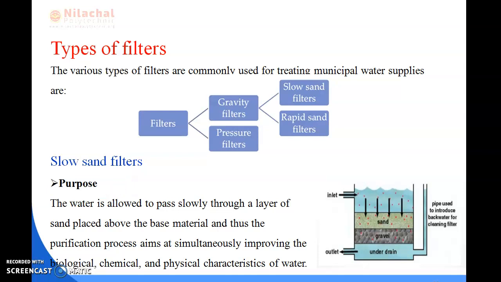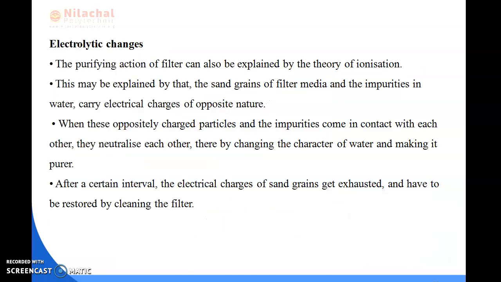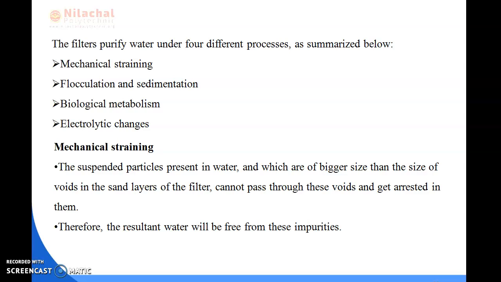Good morning everyone. So today we will be reading about slow sand filter. In the previous slide we have read about the theory of the filtration, what are the processes of the filtration.